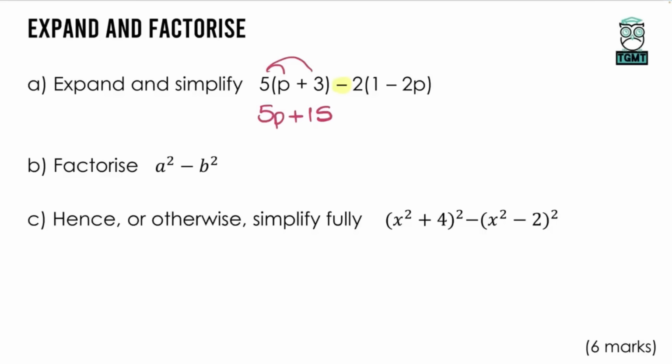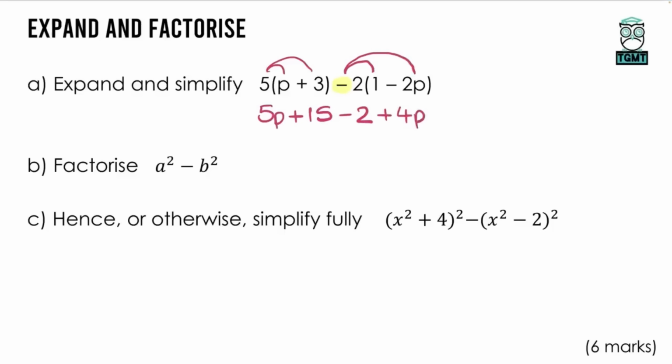Now for the second bracket, there are 2 ways to approach this. We can either multiply everything in the bracket by 2, and then remember to subtract them, which just means we have to think a little bit more carefully, as there is a negative 2p there. And when we're subtracting a negative, it will turn into a positive. So you just need to be really careful. Now I prefer to just multiply by negative 2 straight away. Then I don't have to think about that process later on. So negative 2 times 1 is minus 2. And negative 2 times negative 2p would be positive 4p.